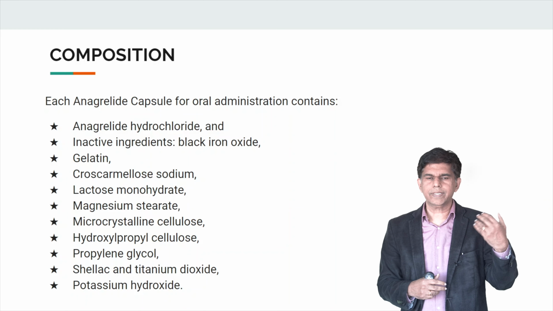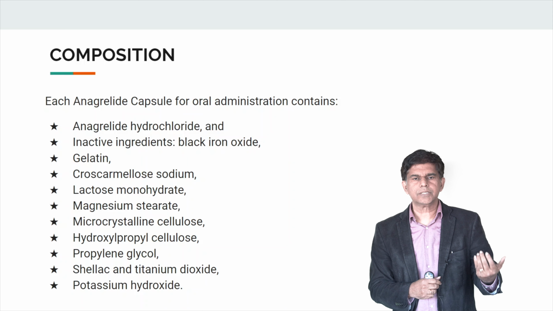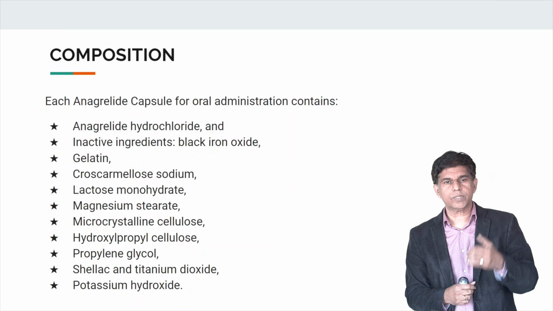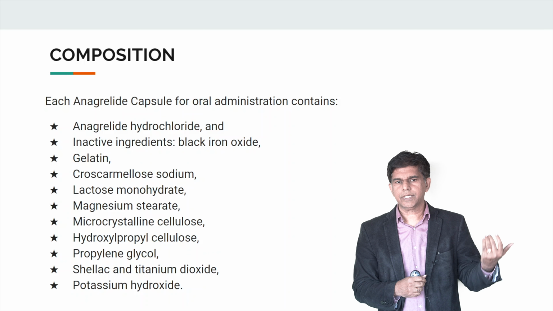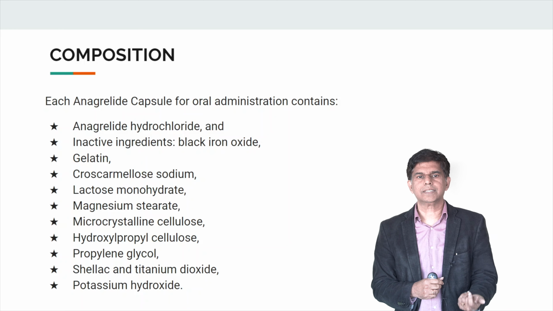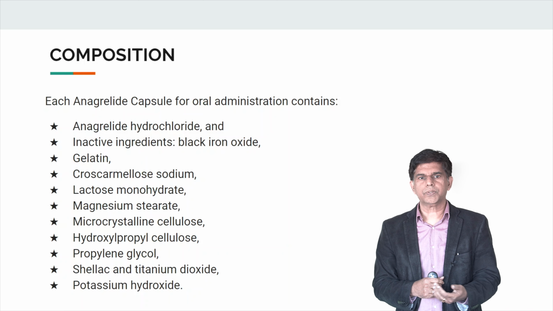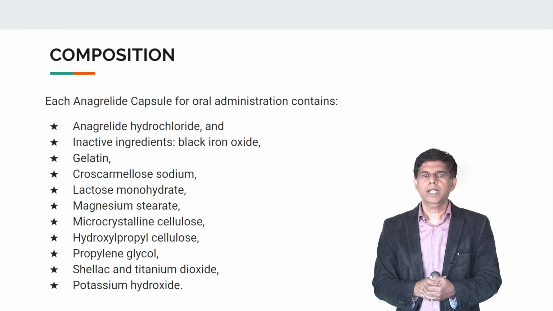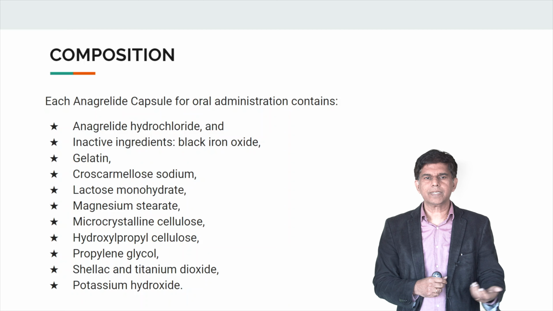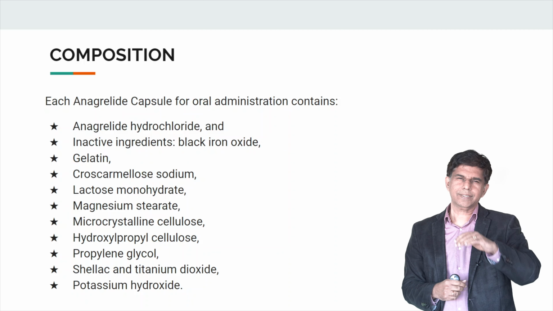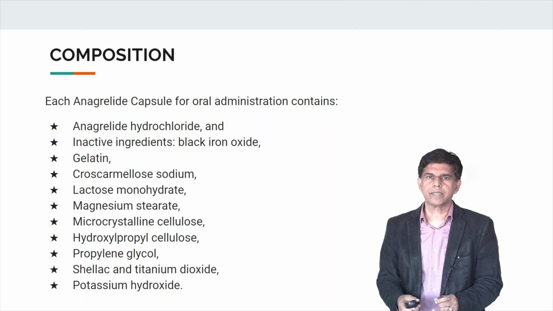Sometimes it's good to know what is in it, because it can cause allergic reactions. So we need to know what's in a capsule of ANAGRELIDE. Of course, you have ANAGRELIDE hydrochloride, and inactive ingredients: black iron oxide, gelatin, croscarmellose sodium, lactose monohydrate, magnesium stearate, microcrystalline cellulose, hydroxypropyl cellulose, propylene glycol, shellac, titanium dioxide, and potassium hydroxide. These are the components you get in ANAGRELIDE.